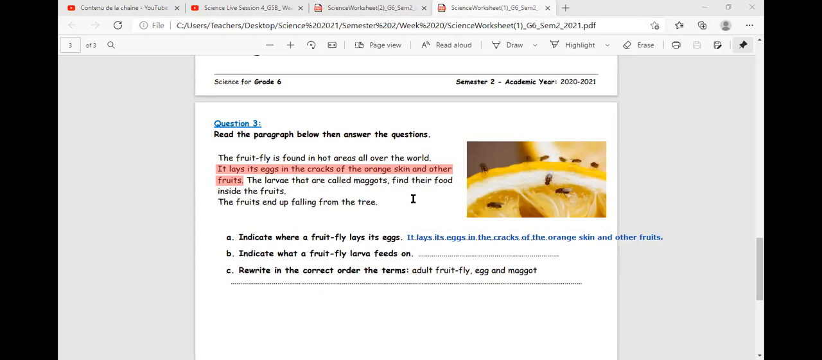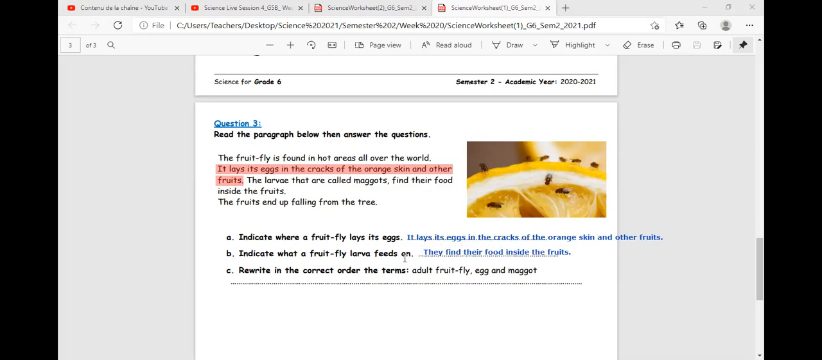Indicate what a fruit fly larva feeds on. The larvae find their food inside the fruit. Okay, great. They find their food inside the fruits. Bravo.